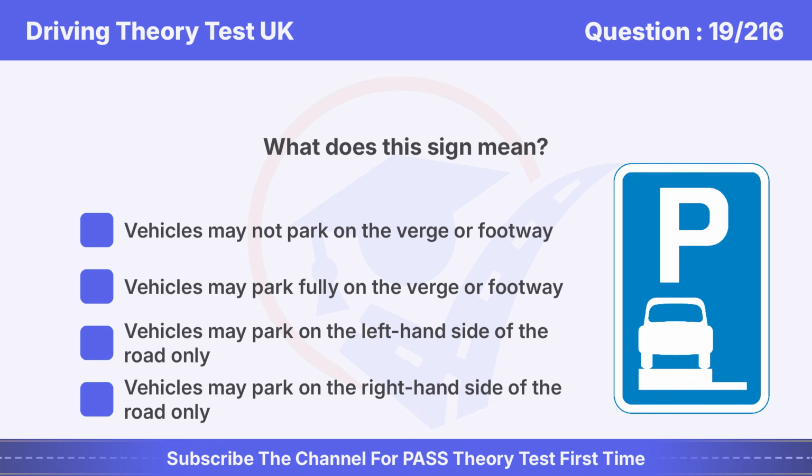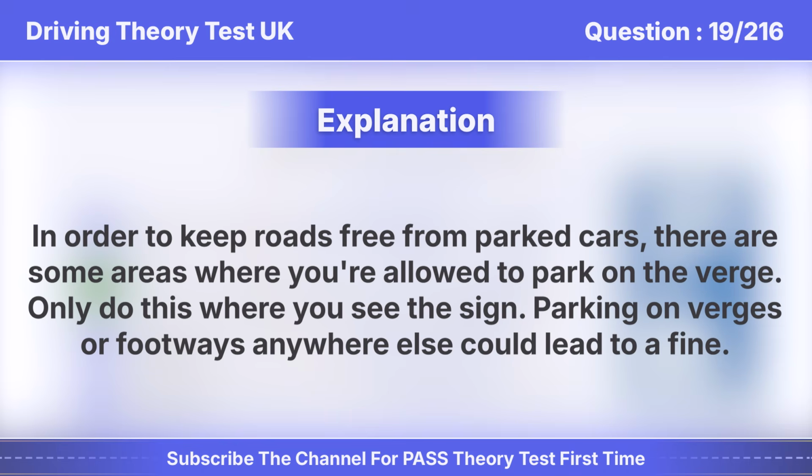Question 19. What does this sign mean? Answer is B. Vehicles may park fully on the verge or footway. In order to keep roads free from parked cars, there are some areas where you're allowed to park on the verge. Only do this where you see the sign. Parking on verges or footways anywhere else could lead to a fine.